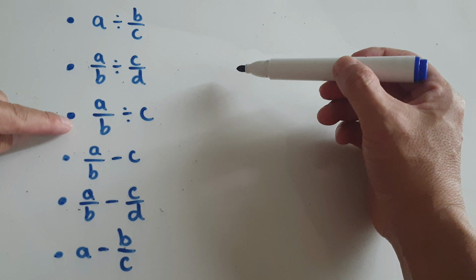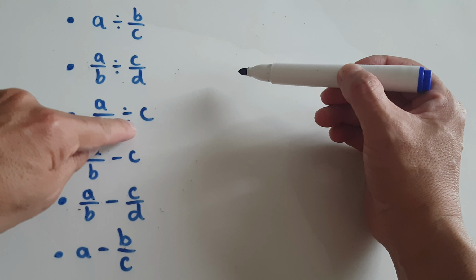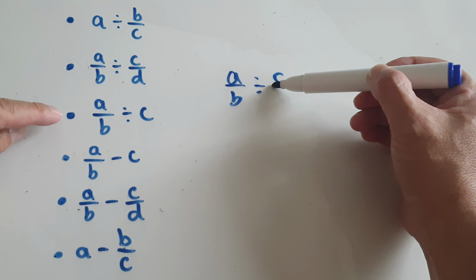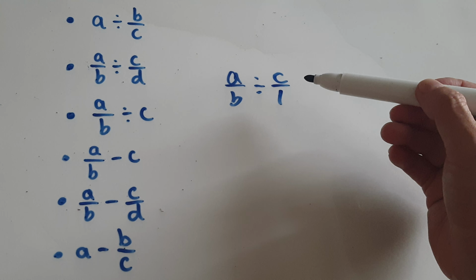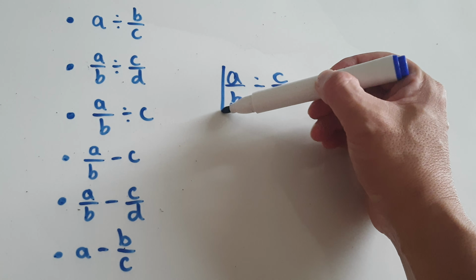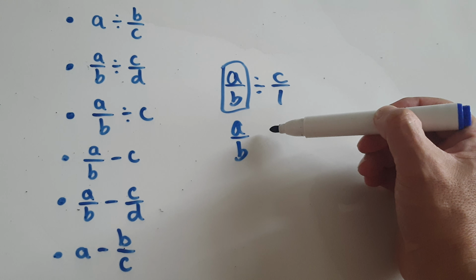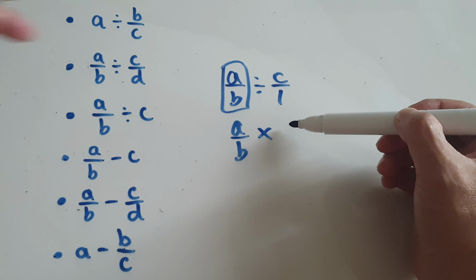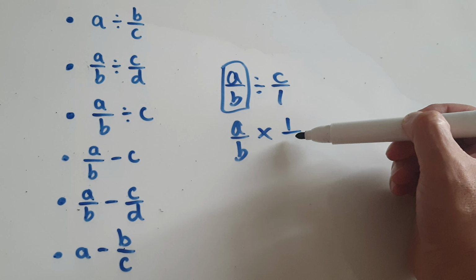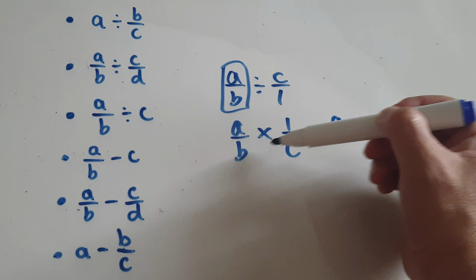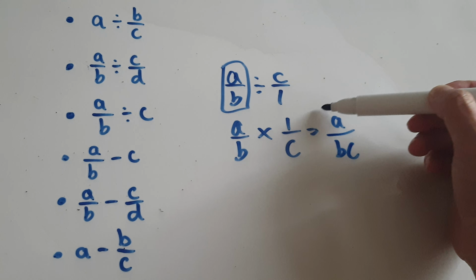So for this one here, when you have one number divided by another number, a over b divided by c, imagine the c as being c over 1. So now you keep the first the same. So when you divide fractions, you keep the first the same, and then you multiply by the reciprocal of the second, 1 over c. So now top times top, bottom times bottom, bc. So this is your answer.